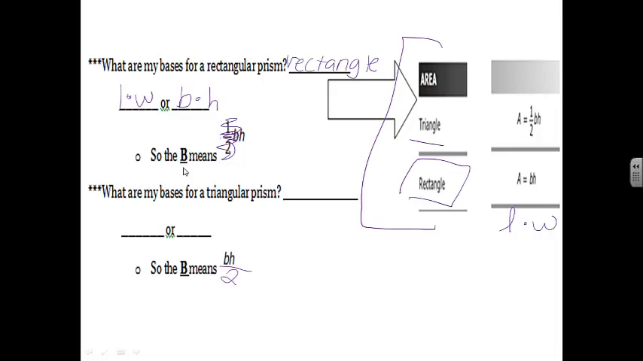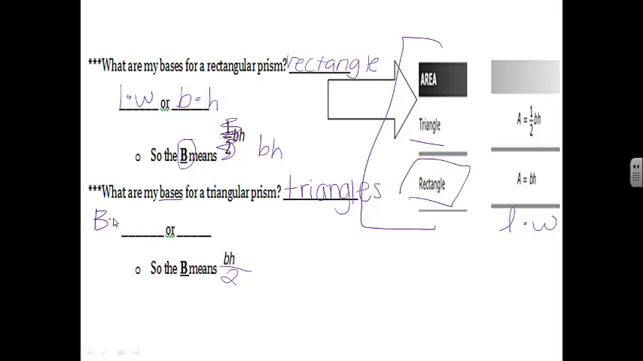So this is just my base. The big B means base times height of the base, because big B means area of the base. I want you to say that two more times. Big B means area of your base. What are my bases of a triangular prism? They're triangles. So my bases here are different than up here, obviously. So we have a new formula to find the area of the base, or the big B.